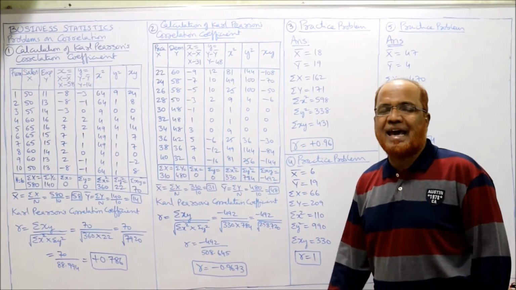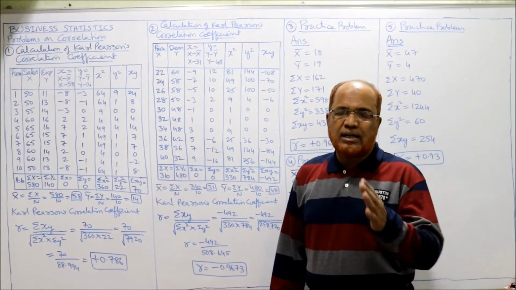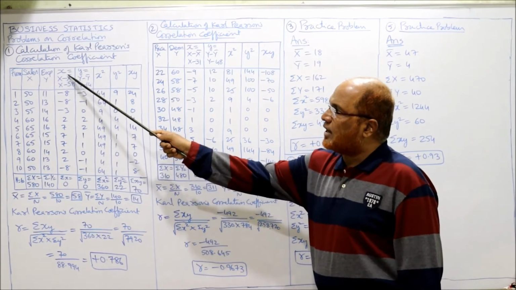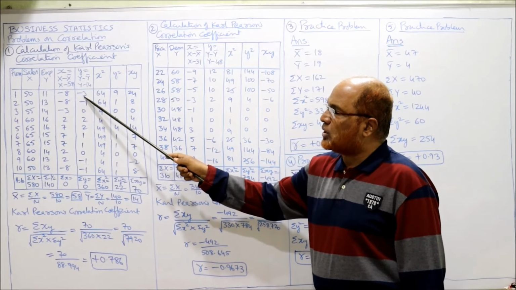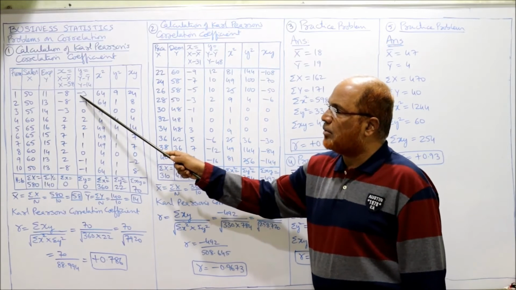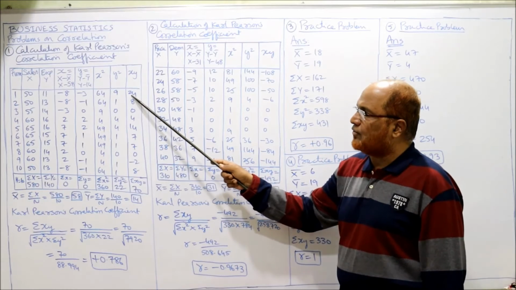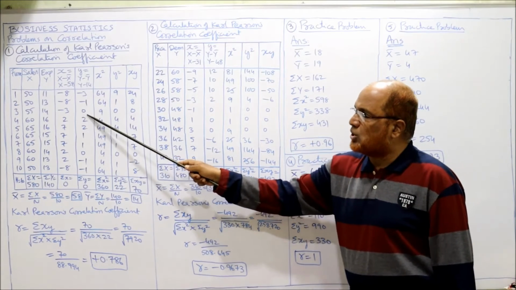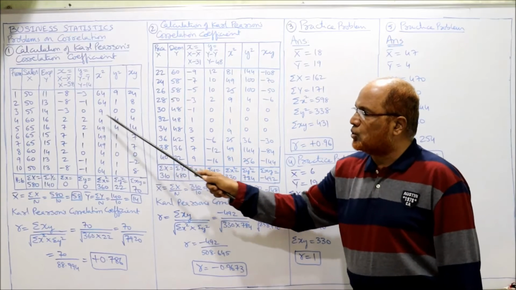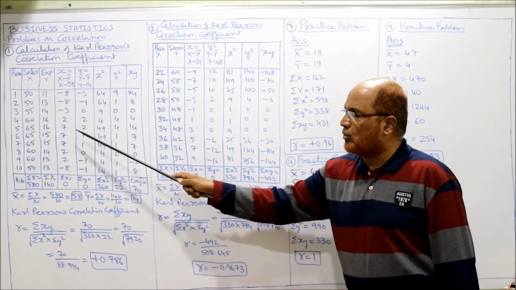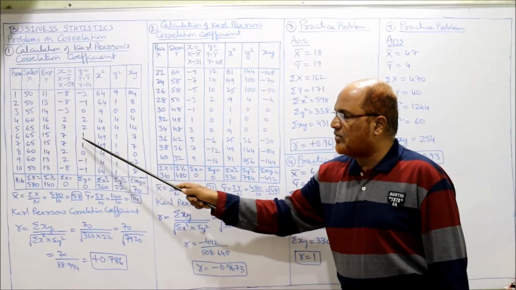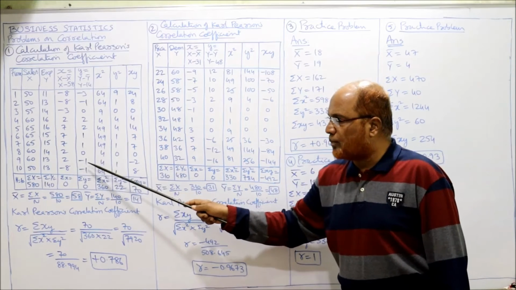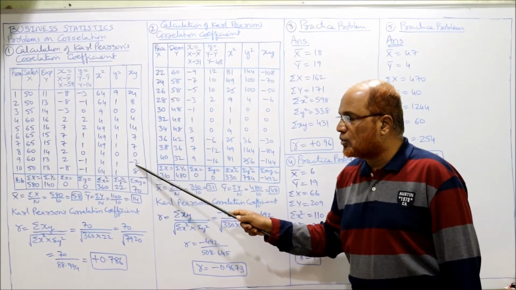The last column is x into y. Multiply x into y, small x into small y. अब देखिए ये small x है, ये small y है. 8 into 3, 24. Minus into minus will become plus. 8 into 1, 8. 3 into 0, 0. 2 into 2, 4. 7 2s are 14. 1 7s are 7. 7 1s are 7. 2 into 0, 0. 2 into minus 1 is minus 2.